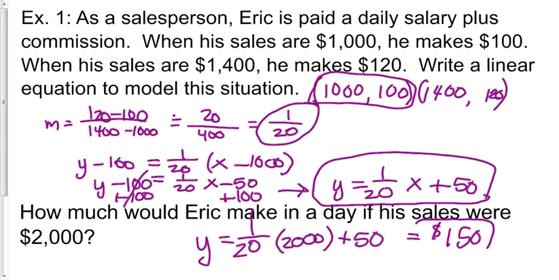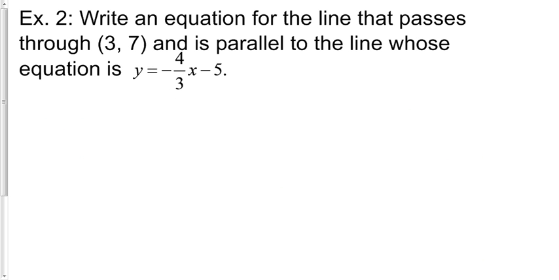And it makes sense. If he sells $2,000 worth, he makes $150. Example 2, we're going to write an equation for the line that passes through the point (3,7) and is parallel to the line that has the equation y equals negative 4x minus 5.